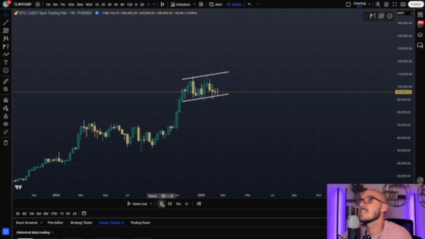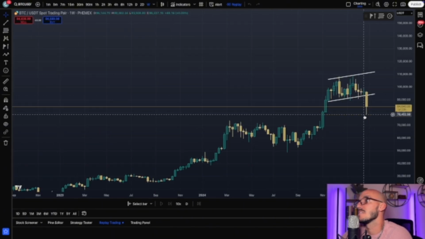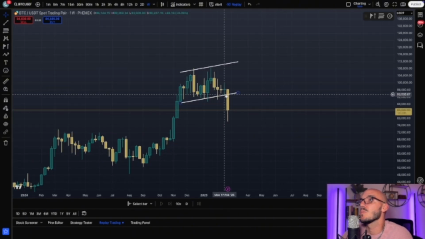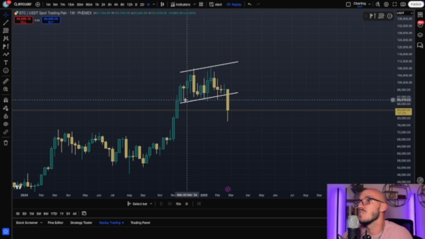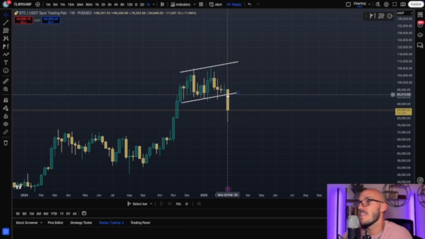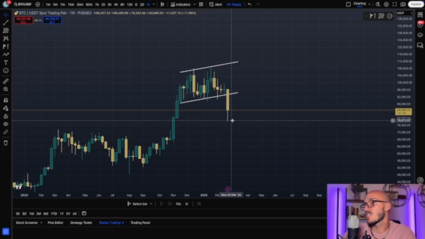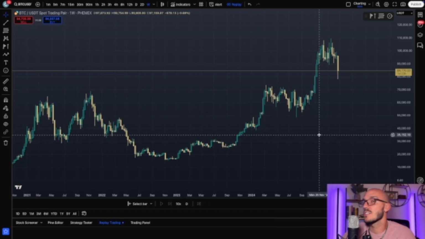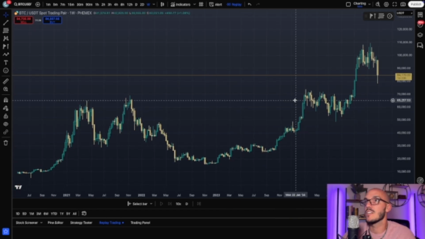You see? Came to the lower bound, boom, lost it right there. So we lost the trend line right here. And when you lose this trend line, that is where we got the volatile move to the downside. So if you would have traded the break of this trend right here, you could have caught a nice short opportunity. All right. So that's the basics on how to draw and how to use trend lines.